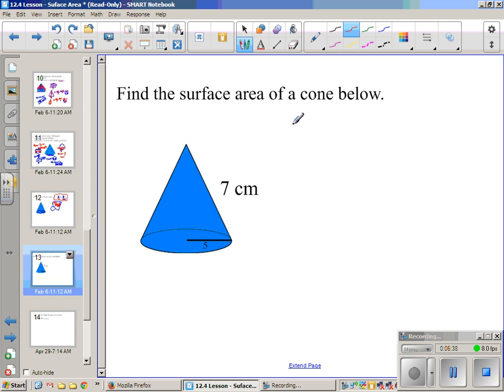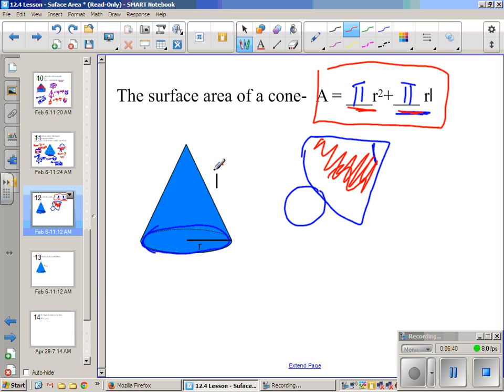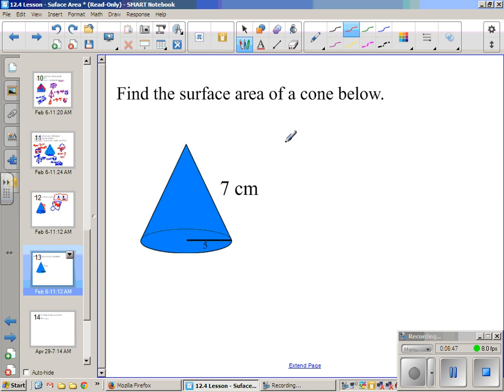So I have a cone. Oh, and I should go back. The L is the lateral height, or the slanted part right here. It's not actually the height of the cone. Okay, so the first thing I'm going to do is find the area of the circle, which is pi r squared. So my radius of my base is 5. So it's pi times 5 squared. So that's the circle piece.